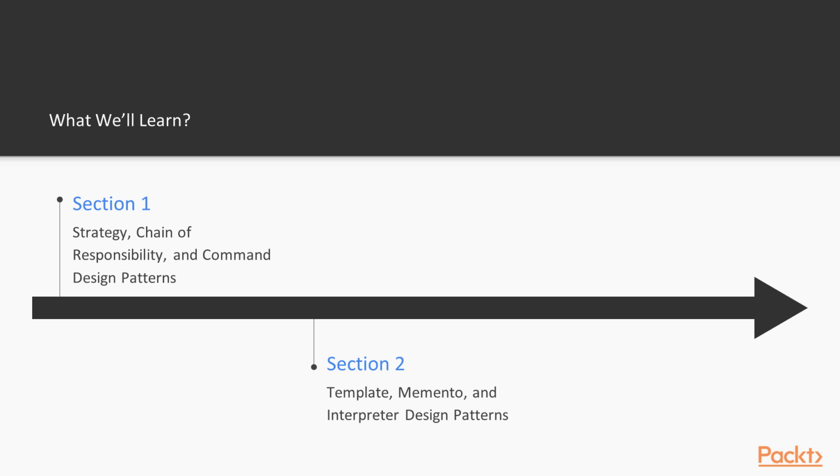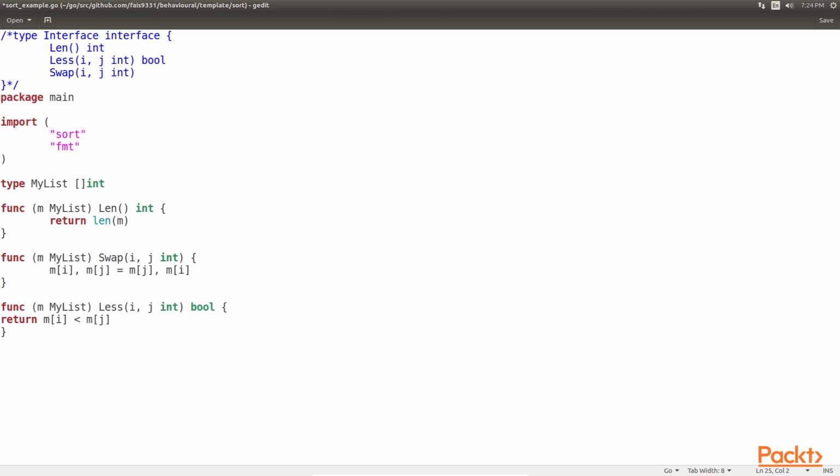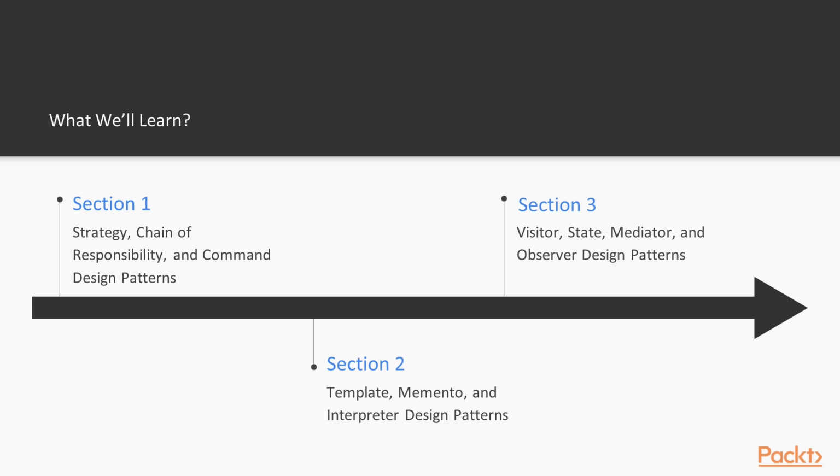Then we will move on to the second section, which continues with behavioral patterns introducing the interpreter pattern, a quite complex pattern to create small languages and interpreters for them. The memento pattern is in front of our eyes every day with the undo button in apps. The template pattern helps developers by defining an initial structure of an operation so that the final users of the code can finish it.